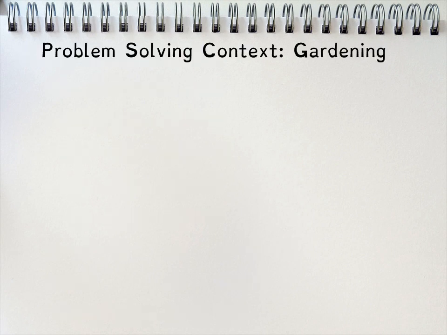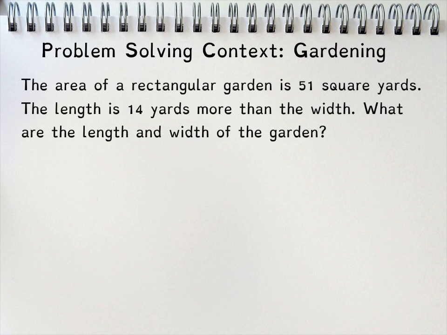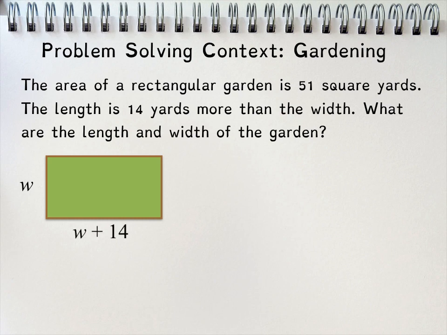Finally, let's look at a problem-solving context of gardening. This is a typical context. The area of a rectangular garden is 51 square yards. The length is 14 yards more than the width, so let's call the width W. Since the length was compared to the width, the length is W plus 14. What are the length and width of the garden?